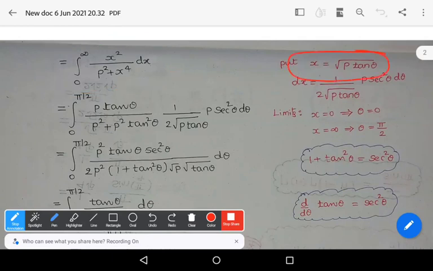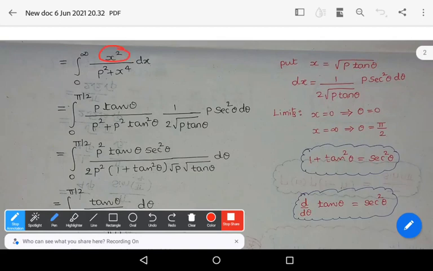Put x is equal to root p tan theta. What is dx? dx is equal to 1 by 2 root p tan theta into derivative of tan theta, secant square theta d theta. P is constant. So again the limits. What is the lower limit? 0. If lower limit x is equal to 0, then automatically theta is equal to 0. The upper limit x is equal to infinity implies theta is equal to pi by 2. So limits from 0 to infinity take the form limits from 0 to pi by 2.